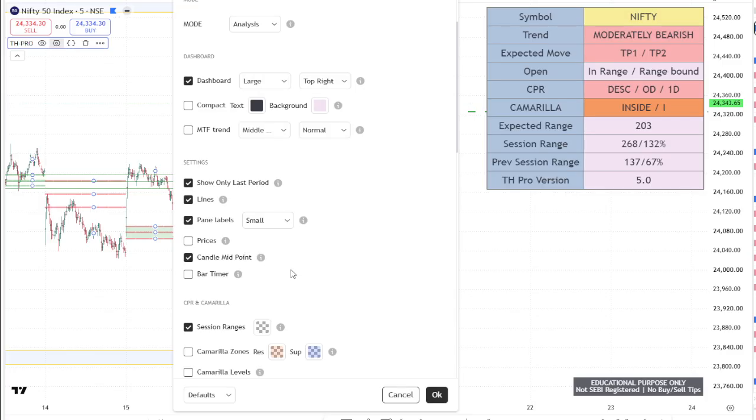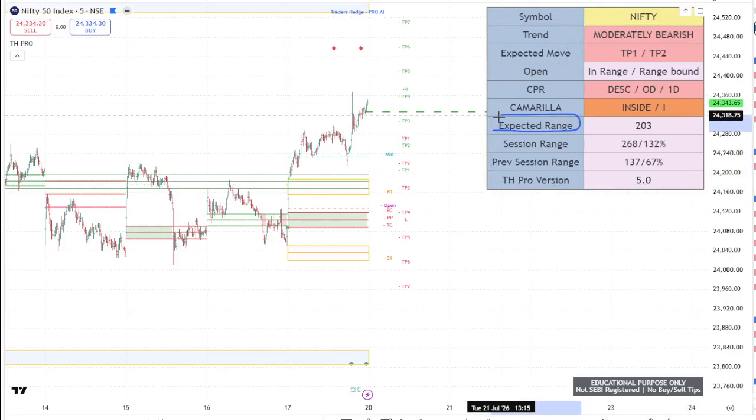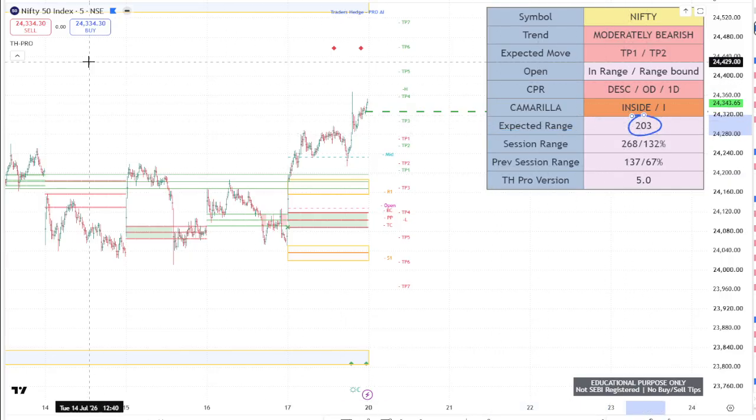As I said, based on the volatility of the current script and that particular session, it now calculates the targets like TP1 and TP2. You can see those targets and the expected range, that is, how much each can travel. So the expected range for that particular session is a 203 points move in case of script Nifty.